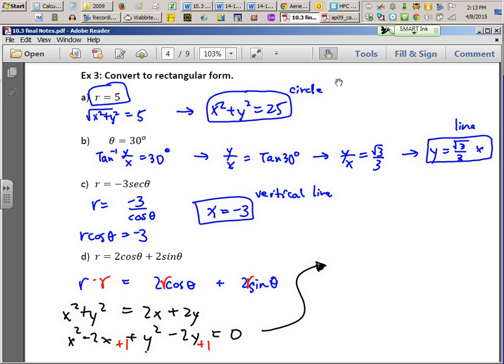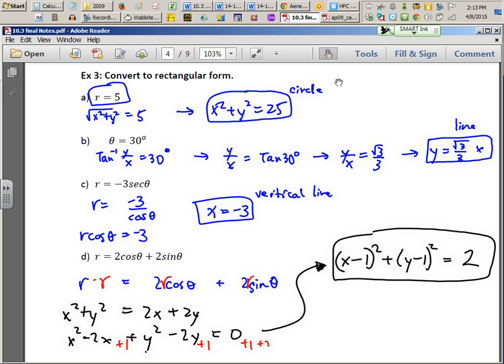Finish my work over here, and I get (x − 1)² + (y − 1)². And don't forget you add the 1's to the right as well. I almost forgot that. So this is a circle with a center at (1, 1), and the radius is square root of 2. Square root of 2. Good? The right side says 2, but the radius would be square root of 2.